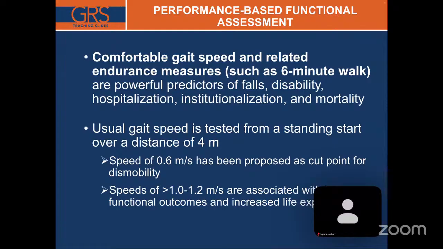Gait speed is typically measured from a standing start, then walking over a distance of 4 meters. This is a simple, quick test that can be done in almost every clinical setting. A speed of 0.6 meter per second has been proposed as a cut point for mobility, meaning a significant reduction in mobility. On the other hand, speeds greater than 1 to 1.2 meter per second are associated with better functional outcomes and increased life expectancy. So when the speed is higher than 1, this is a positive sign for the patient.